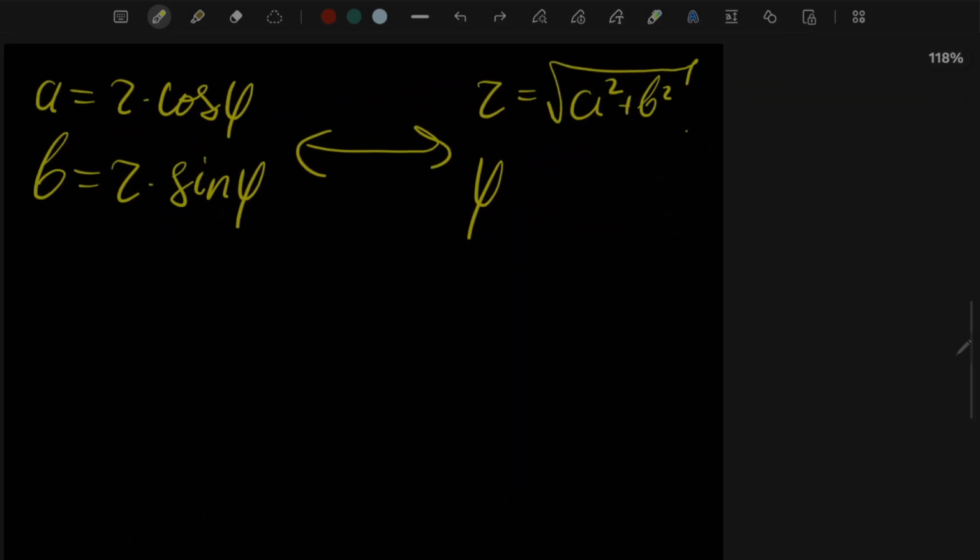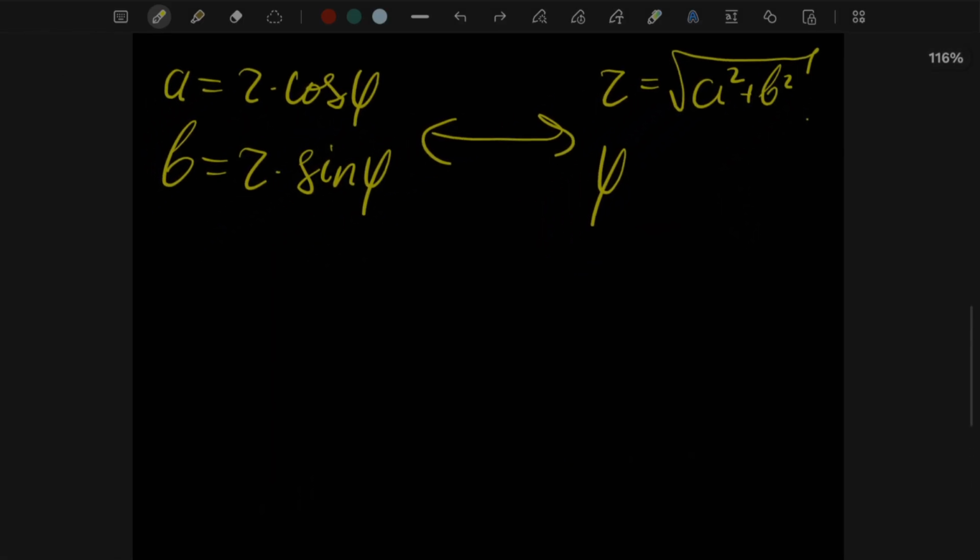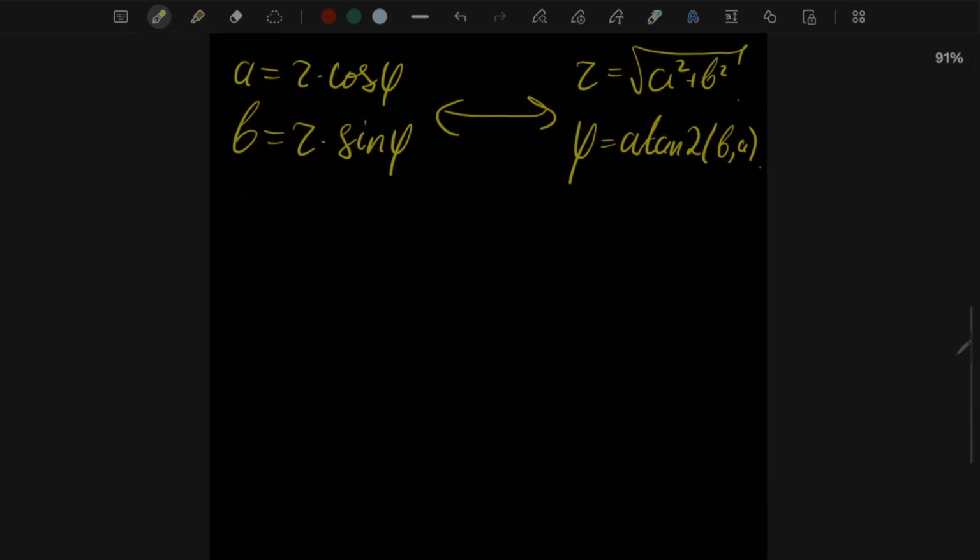And that is why we have a special function for this. It is written as atan2 of y and x, or in our case of b and a. And that is how you go from the polar form to algebraic.